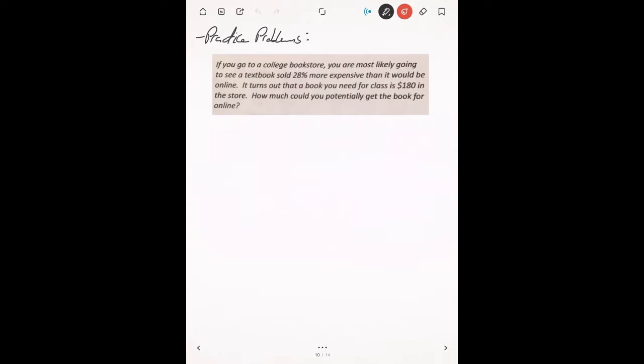What I want us to do is work through the setup to what's going on with these different quantities. The first thing that we want to do is really identify what we are trying to find. And we are trying to find the original price online before the markup. So there was a price online, and that was what we're going to call the original price. So let's label the original price as the online price.